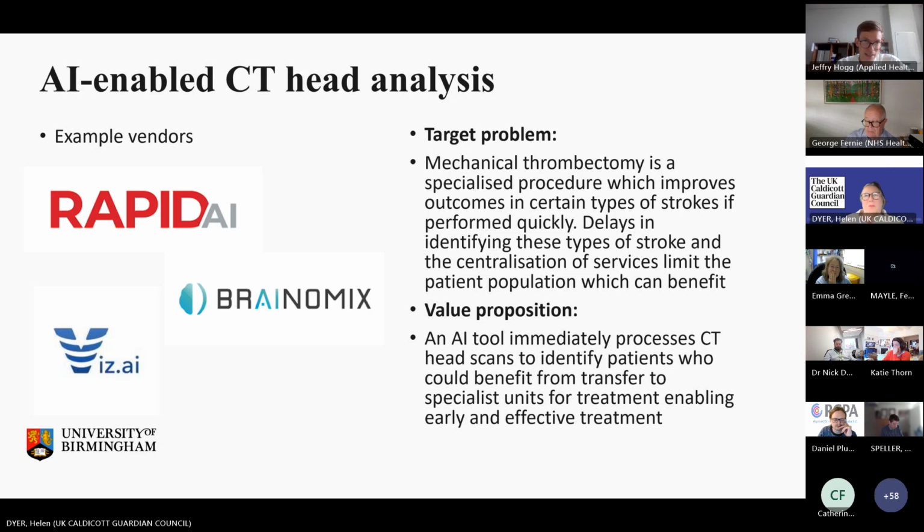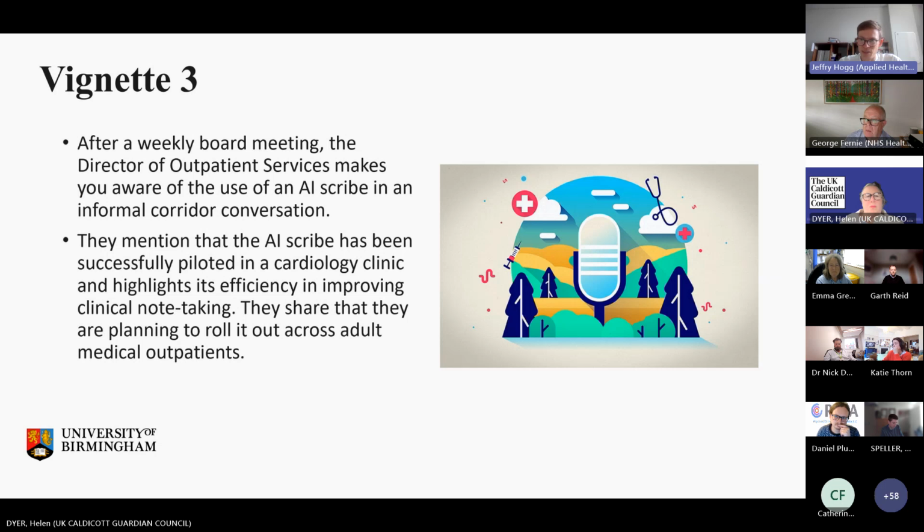And the implementation of these products has basically seen more individuals that are amenable to this treatment getting it, and an improvement in outcomes as a result. And then if we go to the final one, again, a little bit of text here, something you'll be more familiar with.